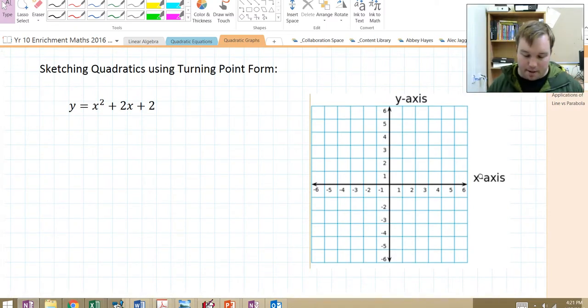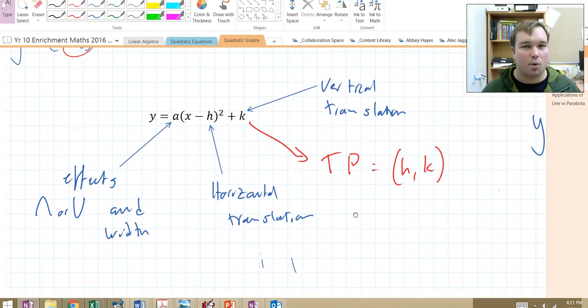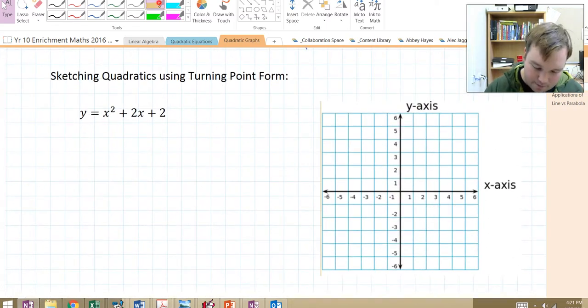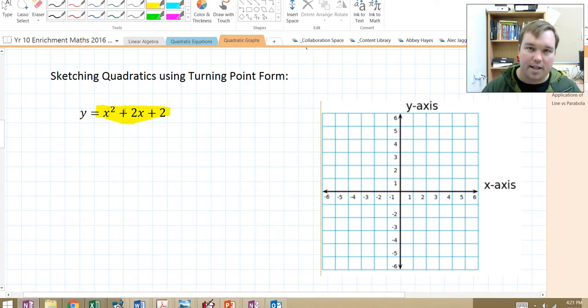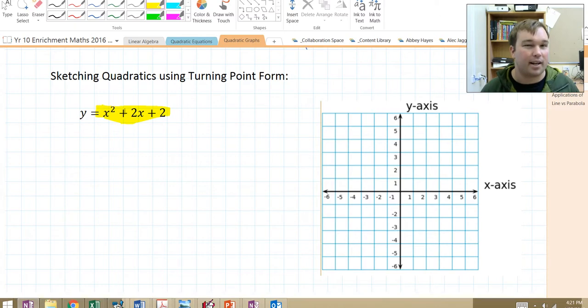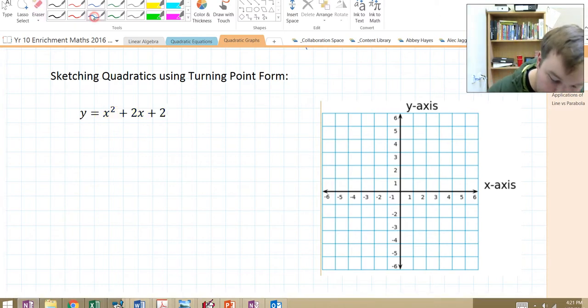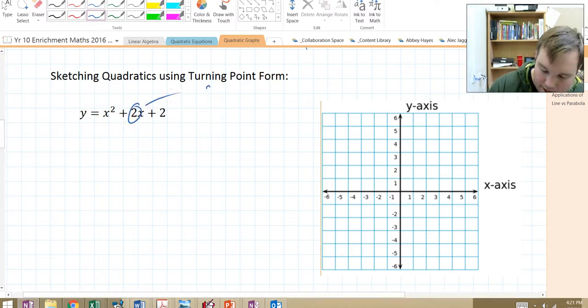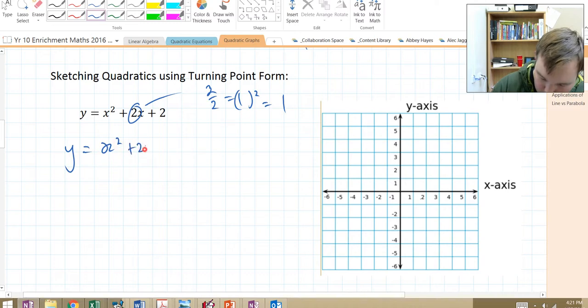Taking the same example we had above, you may notice that turning point form looks suspiciously like what happens after you complete the square. Good news for us is that any quadratic, say this one, can be converted into turning point form using completing the square. Bad news is we're using completing the square and it's going to get ugly occasionally. However, for purposes of simplicity, I've chosen a relatively nice one. So let's complete the square. Completing the square, we know we take b out, write it over 2, square it, 1. Lovely. And then we have y equals x squared plus 2x plus 1 plus 2 take 1.